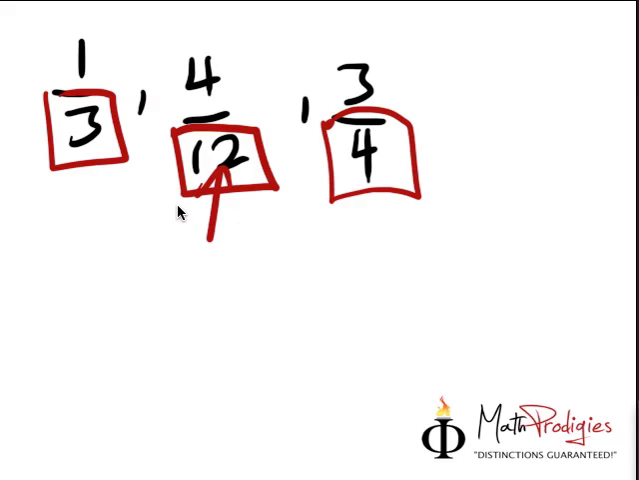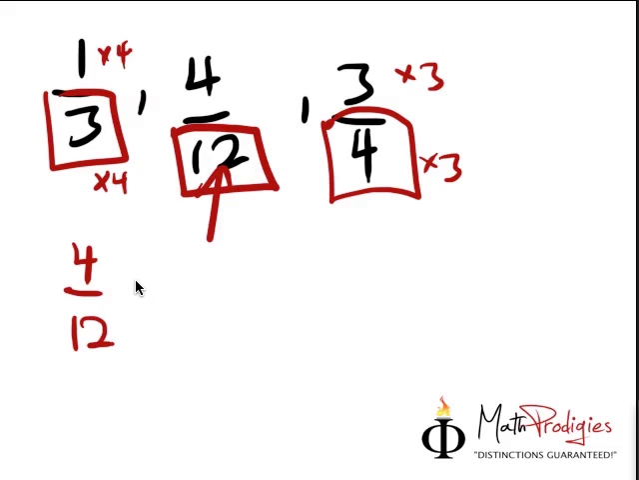So we ask ourselves, what number do we multiply 3 by to get to 12? We multiply by 4. What number must we multiply 4 by to get 12? We multiply by 3. So when we multiply below, we must be fair to the neighbor. We must multiply on top by the exact same number. So we have 4 over 12.